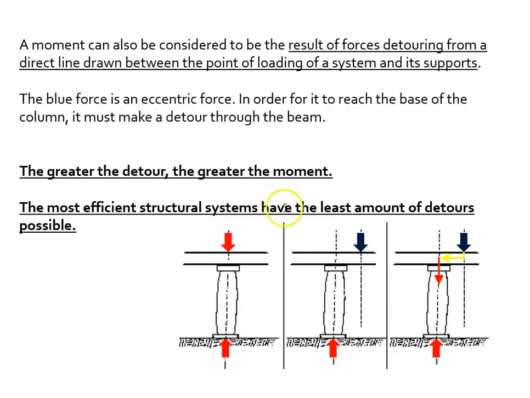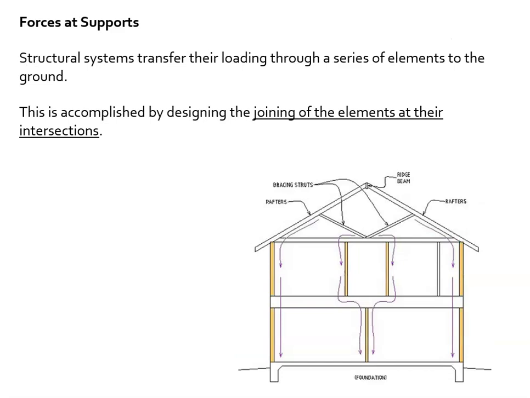The most efficient structural system, therefore, the big conclusion, is to have the least number of detours. Because anytime a moment is created in a system, in a beam, it has to be taken care of as well. We can't just have beams rotating, obviously. So it has to be counterbalanced. It has to be addressed. So it's just by nature more efficient if we don't have to deal with them, if all our loads were coming straight down. Okay. All right.